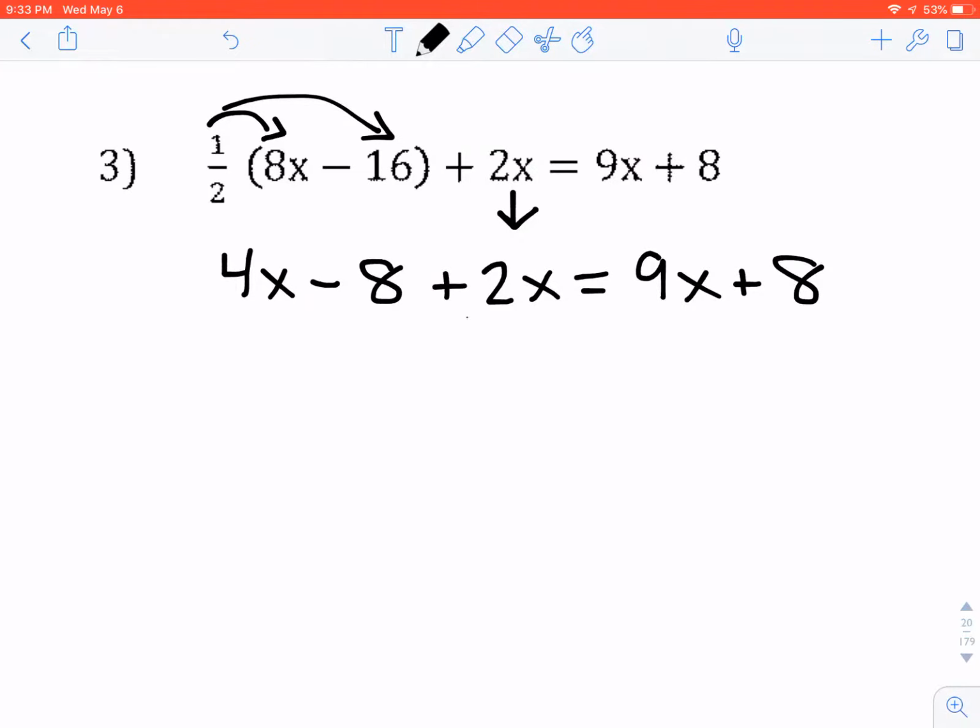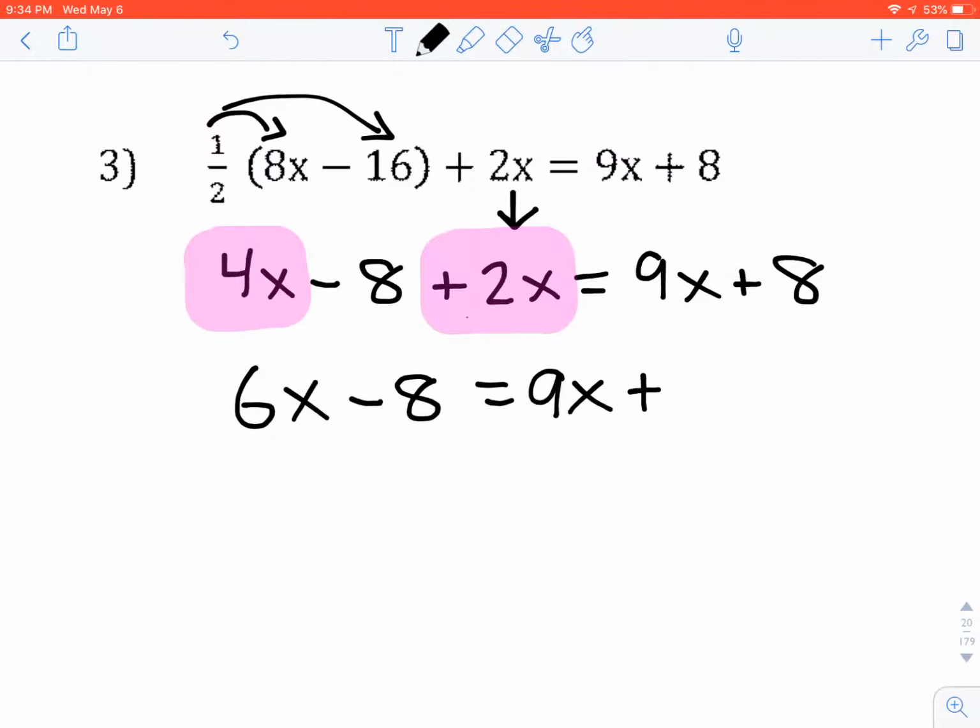Okay? So at this point, we want to see now, are there any fractions to clear? There are not. We're going to see if there's any like terms. And remember, your like terms are only the terms that appear on the same side of the equation. So on the left side, you have a 2x and a 4x. So you're going to add those and get 6x. Drop down everything else. Okay? So it's looking better.